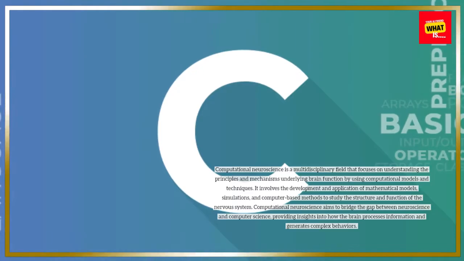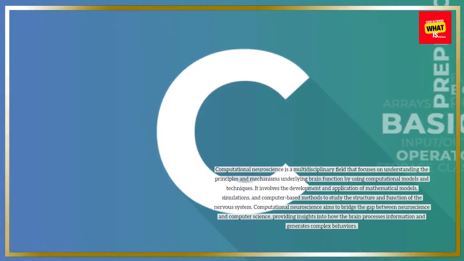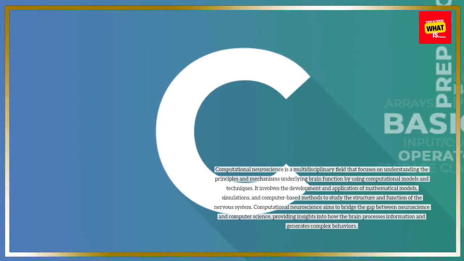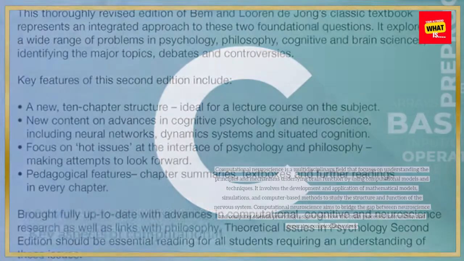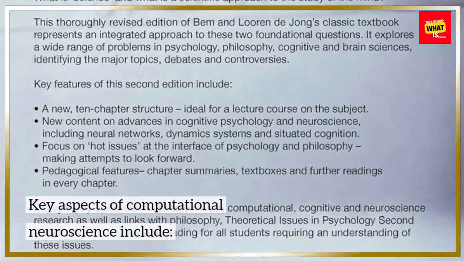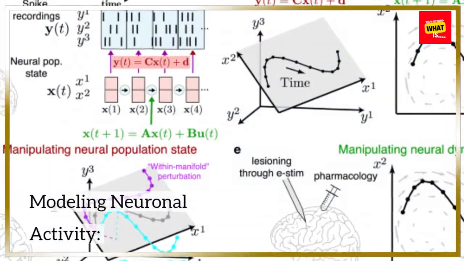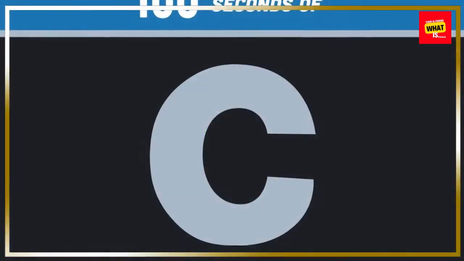Computational neuroscience aims to bridge the gap between neuroscience and computer science, providing insights into how the brain processes information and generates complex behaviors. Key aspects of computational neuroscience include modeling neuronal activity.